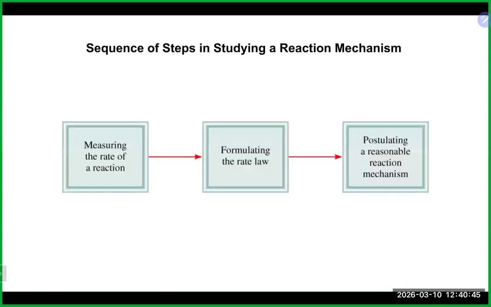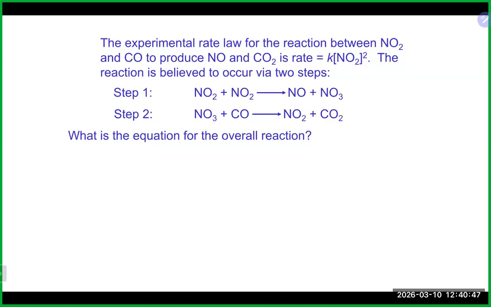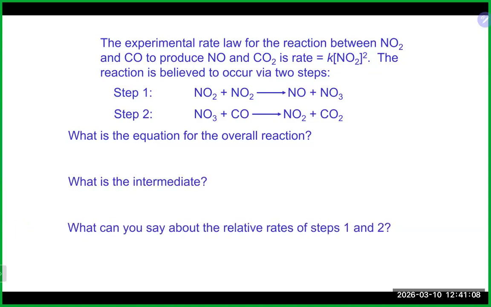All right, so let's talk a little bit about how we can determine these two things. The experimental rate law for this reaction of NO2 and CO producing NO and CO2 was found to be rate equal to k times [NO2] squared. The reaction is believed to occur through these two steps. What is the overall reaction? What is the intermediate in this reaction? And what can you say about the rates of step 1 and 2? So why don't you take a few moments, give it a go, and then we'll talk about what's going on here.